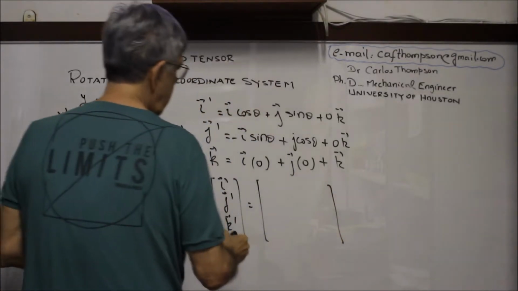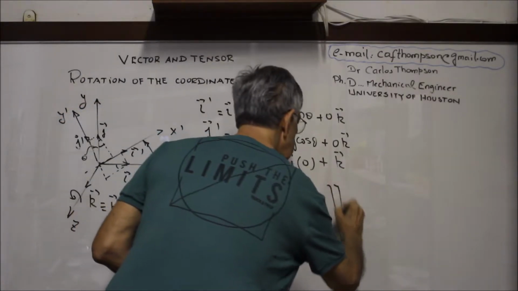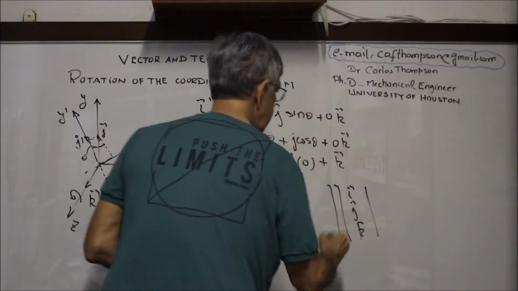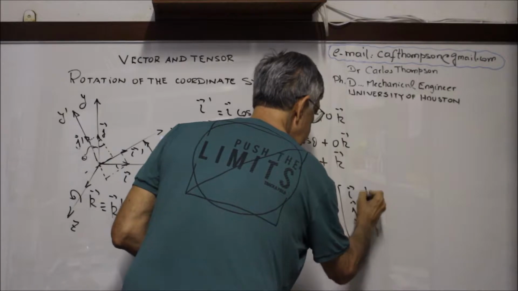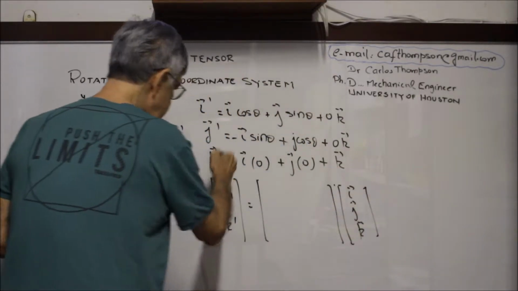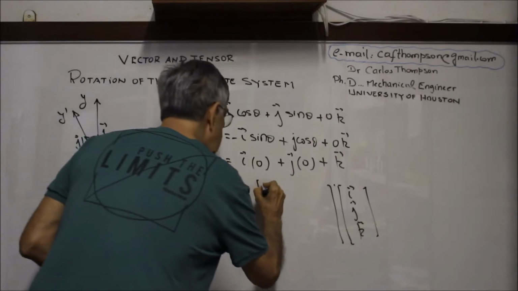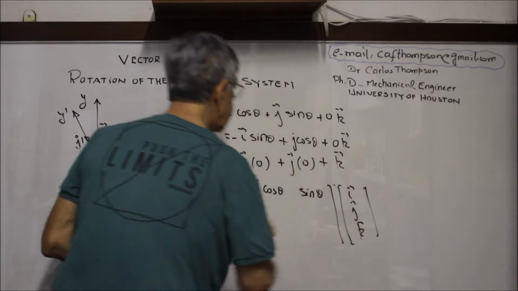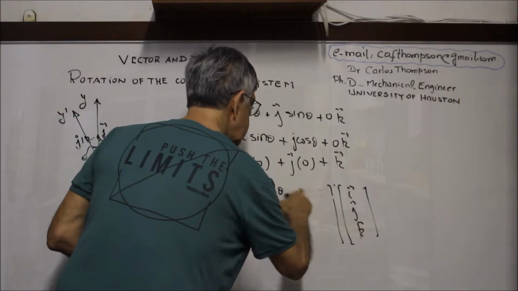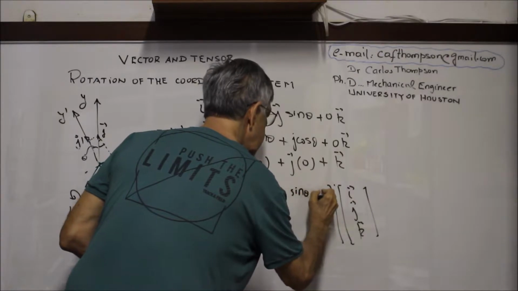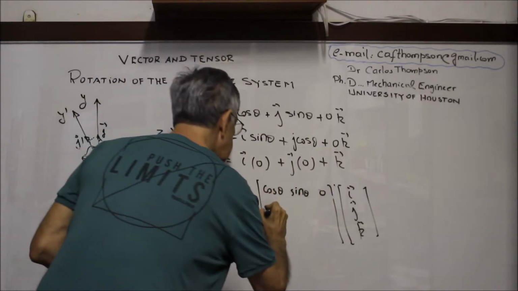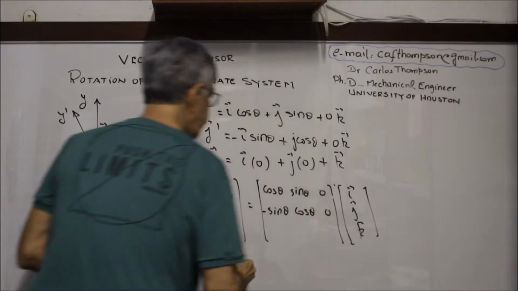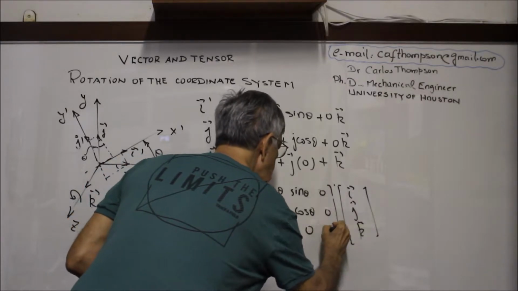Now here's the matrix. So I put here i, j, and k. Now I'll write down the matrix. There's a column vector. Cosine of theta, sine of theta, and 0. Here minus sine of theta, plus cosine, and 0. And here is 0, 0, 1.